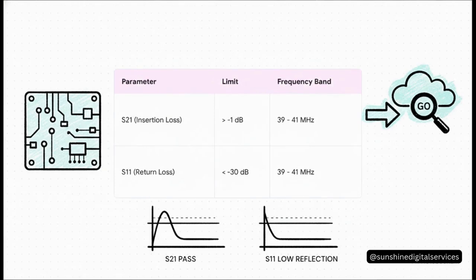And here's what one of those optimization goals looks like. An engineer is basically just telling the software, look, in this very specific frequency band, I need the signal to pass through with almost no loss. And at the same time, I need very, very little of that signal to be reflected back. Then they just hit go, and the software goes on a hunt for the perfect design.